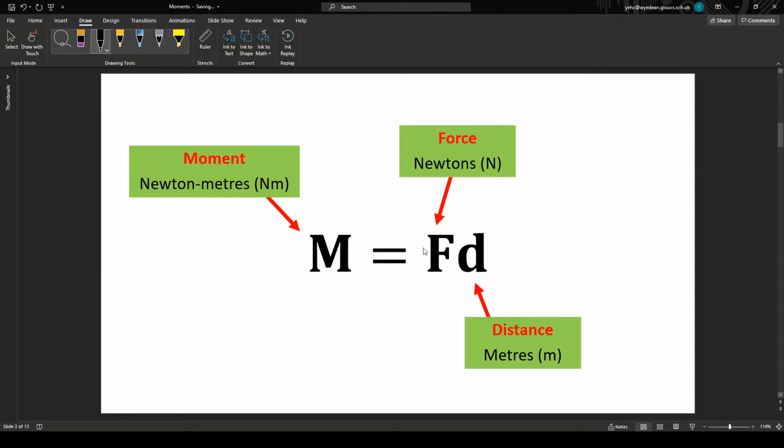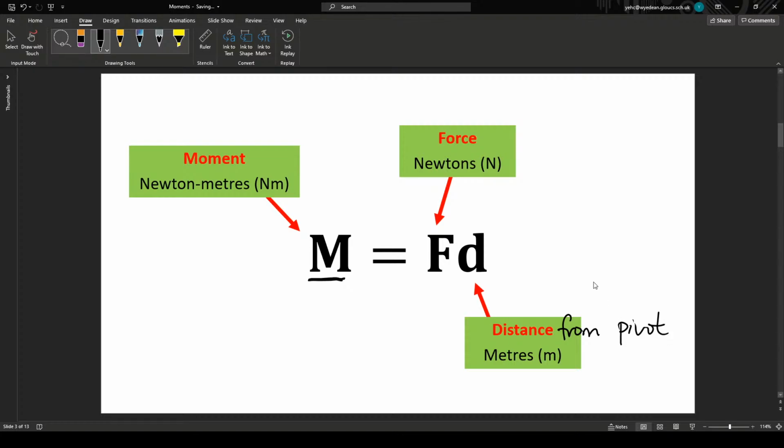This is the formula we use to calculate moments. It is a simple and straightforward formula. You just have to know what the letters mean. M equals F times D. The M stands for moment, and we measure it in newton meters. It's equal to the force times the distance from the pivot.